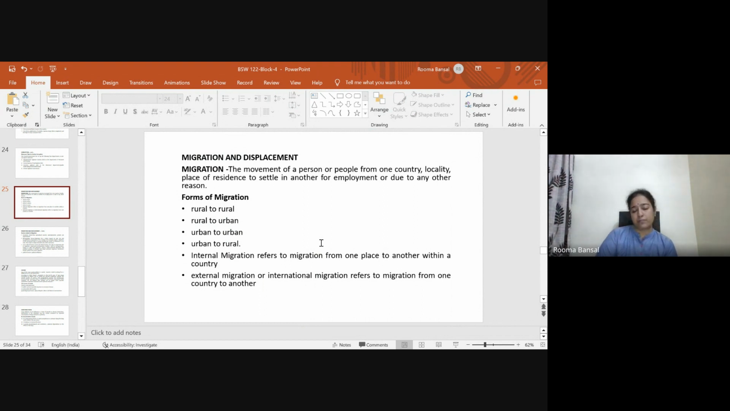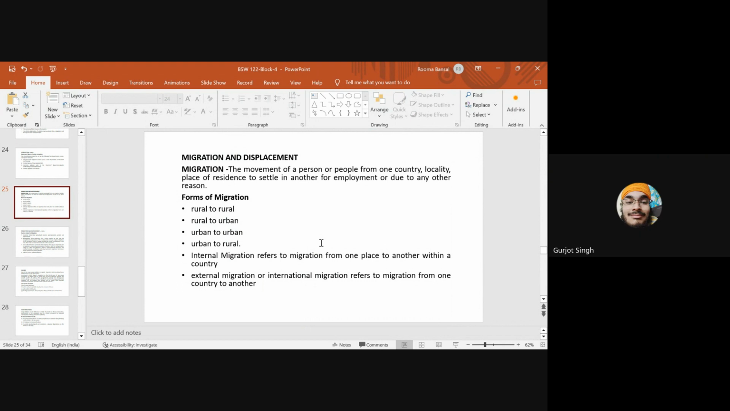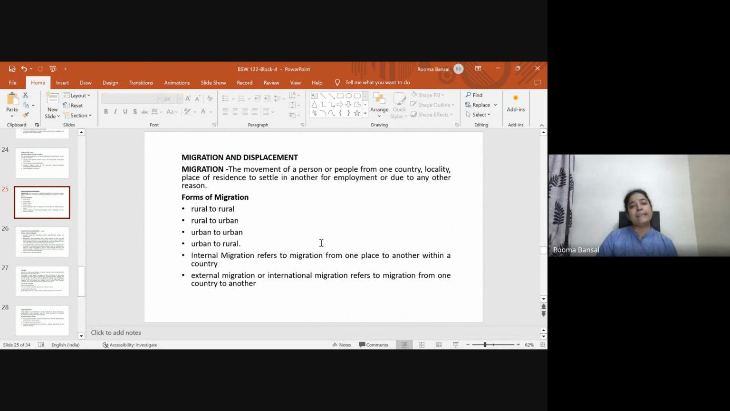Another two types of migration are also there. That is internal migration. It refers to migration from one place to another within a country. It means if we are talking about migration of a person within the country, either rural to rural, rural to urban, urban to urban, or urban to rural, it is internal migration.